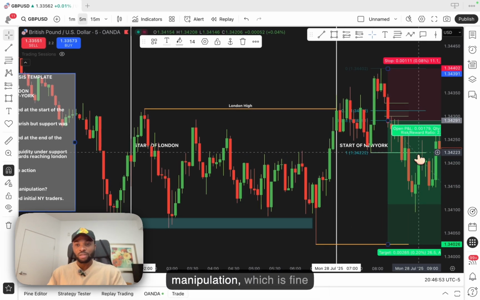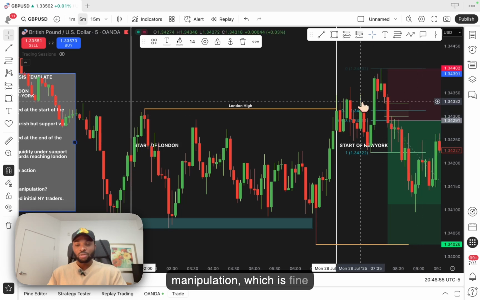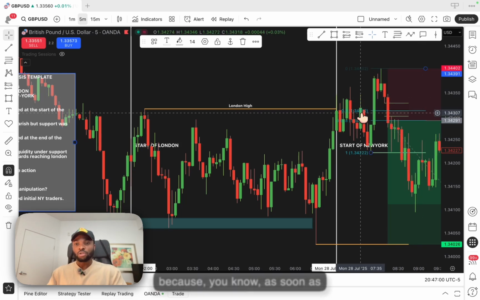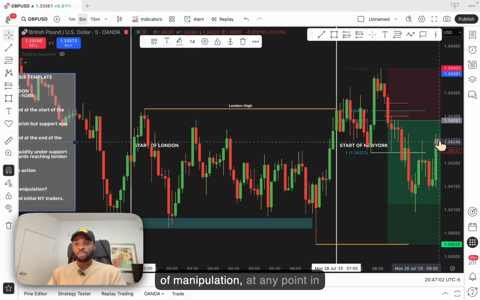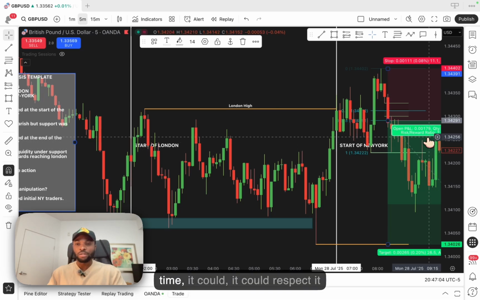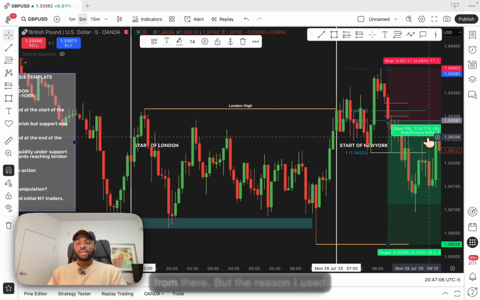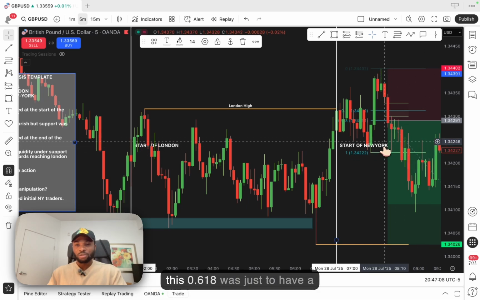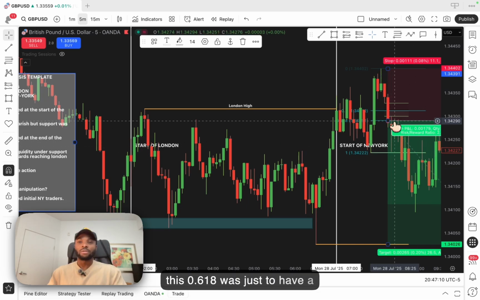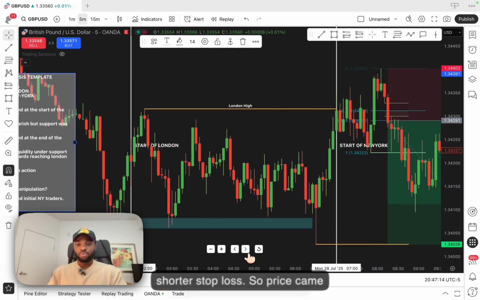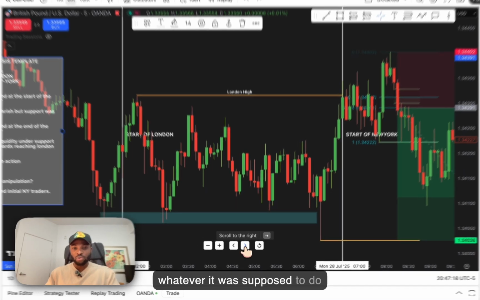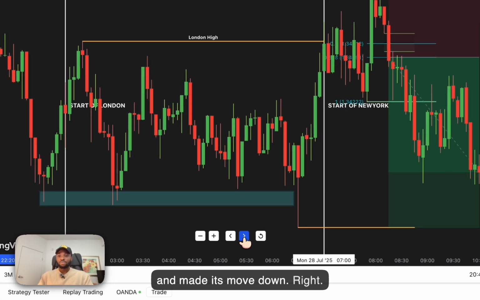So it came into this area of manipulation, which is fine because as soon as price starts coming into this area of manipulation, it could respect it from there at any point in time. But the reason I used this 0.618 was just to have a shorter stop loss. So price came into there, respected, did whatever it was supposed to do, and made its move down.